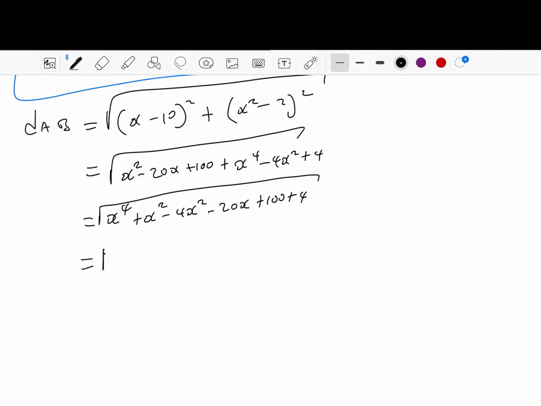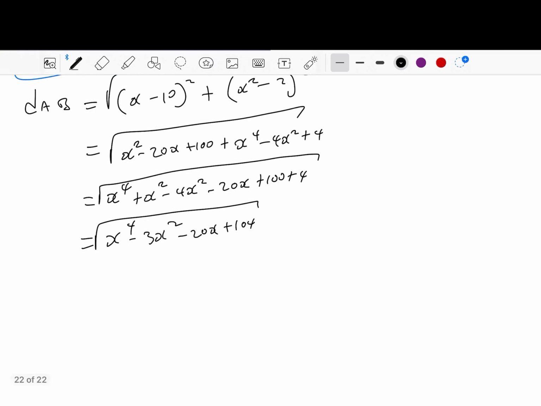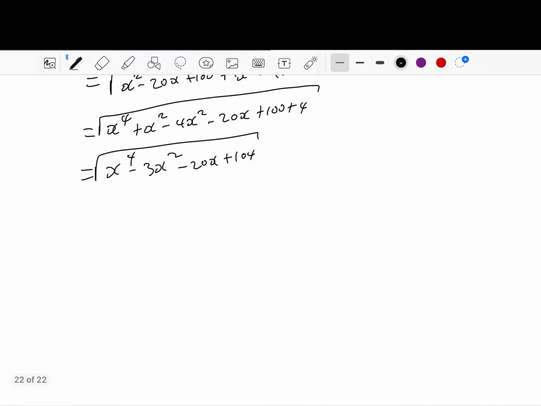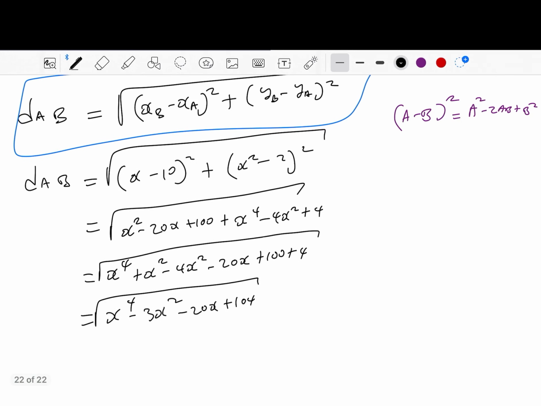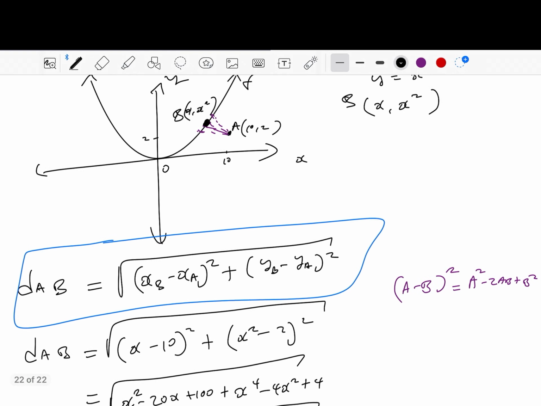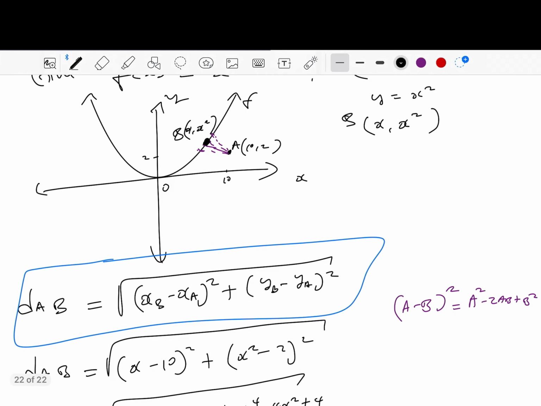And then you can add and subtract the like terms. So you have x power 4, x squared minus 4x squared is minus 3x squared. And you have negative 20x, 100 plus 4 is just 104, square root of that. So this is the simplest form that you can get, right? So we have the distance, and remember we said we want to find the minimum distance between point A and point B.